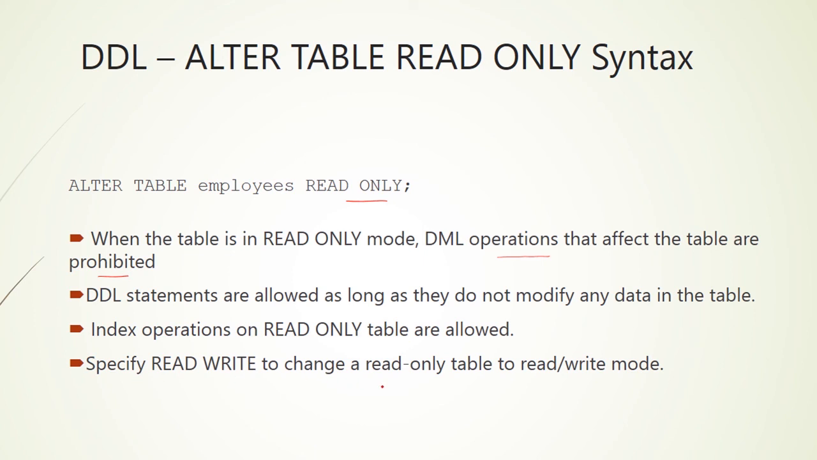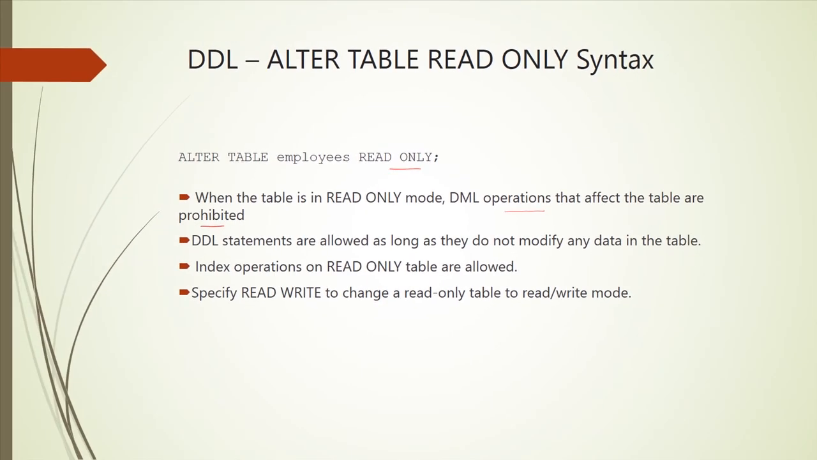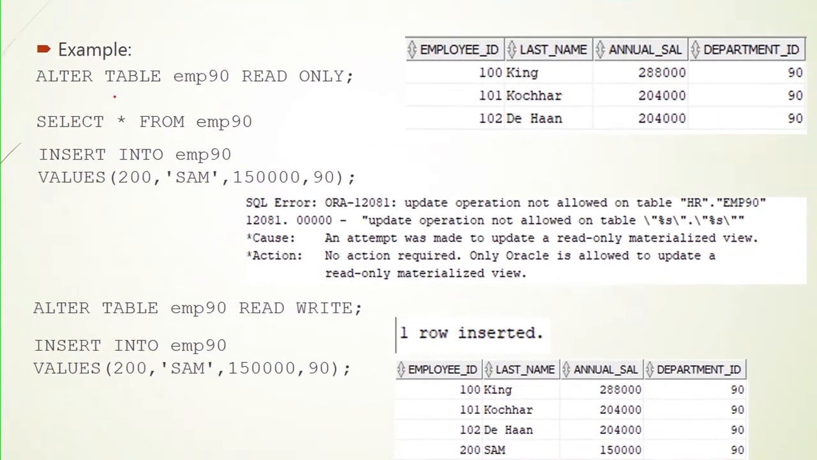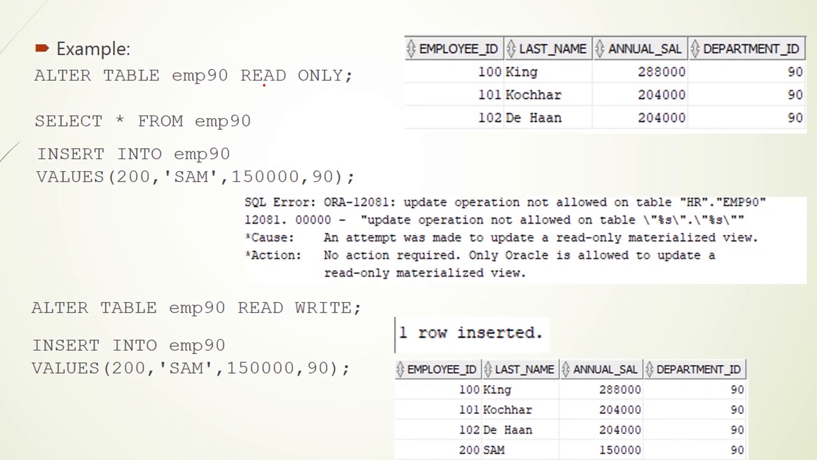Specify read-write to change the read-only table to a read-write mode. You can put here, instead of read-only, you can put read-write to revert the table employees to read-write mode. This is an example, alter table emp90 read only. Select star from emp90. The table contains 3 records in this case.